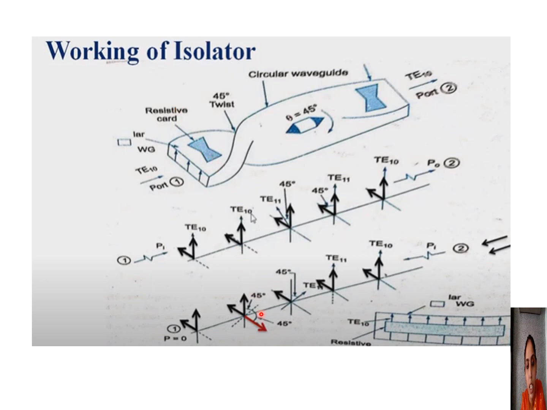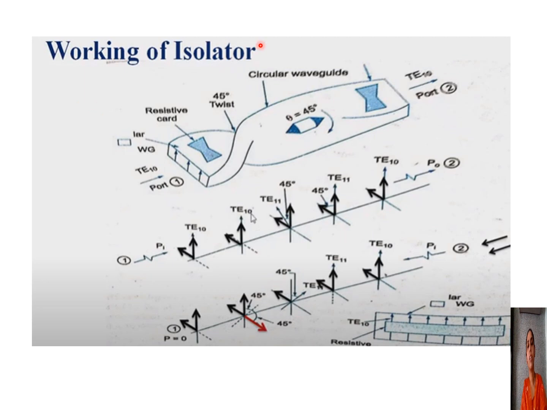So the signal will be completely absorbed and it will be dissipated as heat in the resistive card. So no wave is going to emanate or come out of port 1. It is completely absorbed by this resistive card. So there is no transmission from port 2 to port 1, whereas whatever we are applying at port 1 is going to come out of port 2.